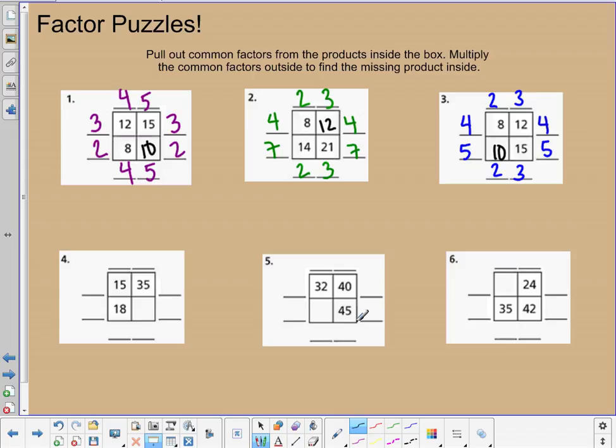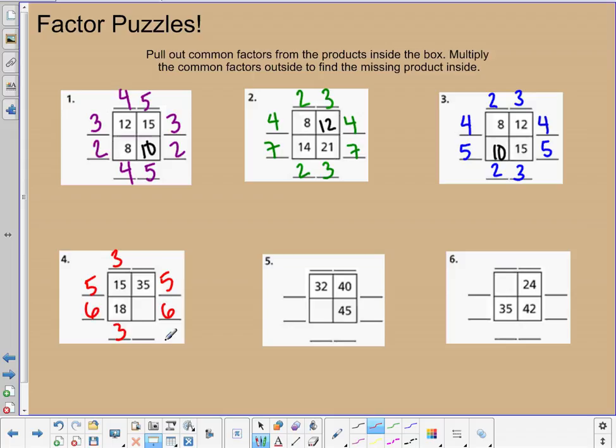Let's take a look at number 4. Number 4, 15 and 35, they have a GCF of 5. I can take 5 out of both of those. 15 and 18, they have a GCF of 3. And you can check, 5 times 3 does give you 15, so you know you're on the right track there. Then look for the other factors that you need. 3 times what gives you 18? That happens to be 6.